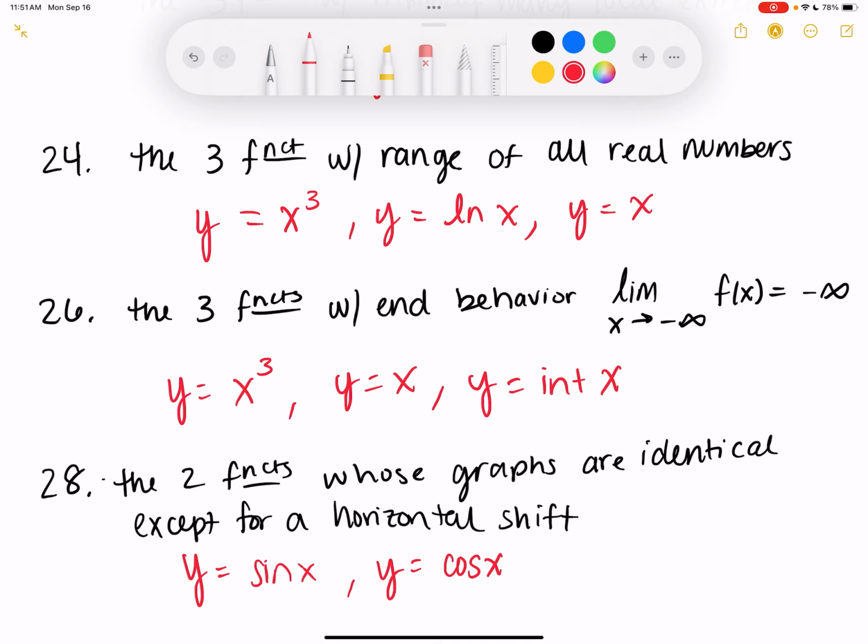I've done all the even ones. You are going to do all the odd ones, and I'm happy to check them over with you as a group once everyone's done them. So I'll say probably Wednesday we'll check them, and we can go over the answers to make sure you have them all and you know what you're looking for. But I will ask you questions like, state the three functions that have an end behavior with a limit as x goes to negative infinity of the function going to negative infinity. And you need to be able to list off those three functions.